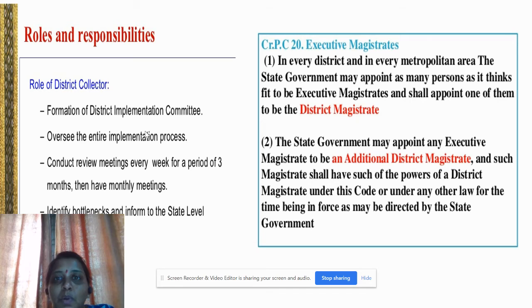There are many people working under him with his guidance to make the administrative process in a district work very well. And in every district and every metropolitan area, the state government may appoint as many persons as it thinks fit as executive magistrates, and shall appoint one of them to be the district magistrate.